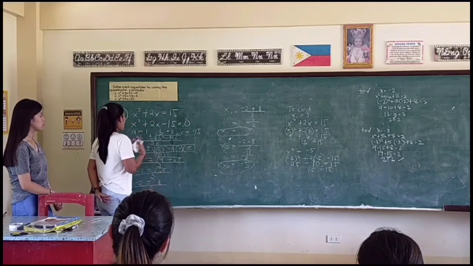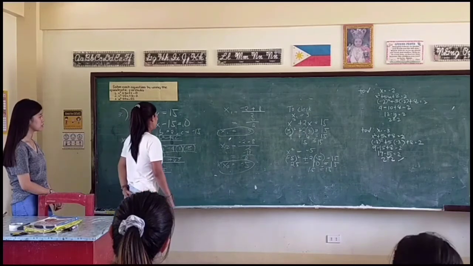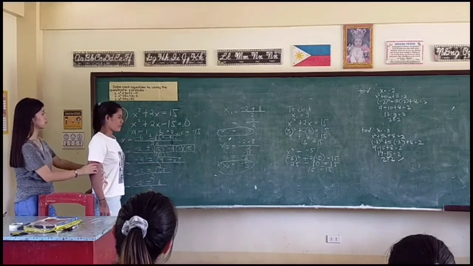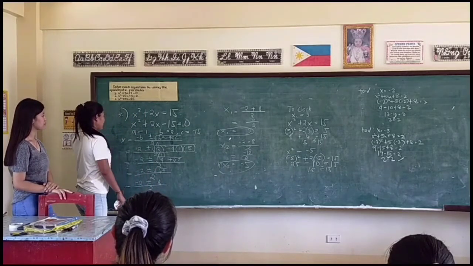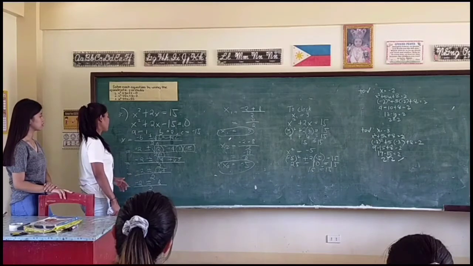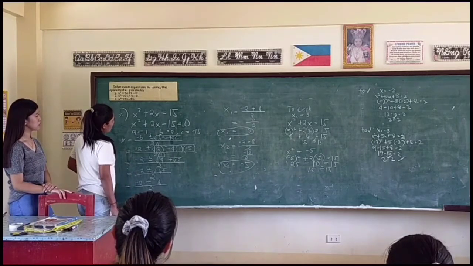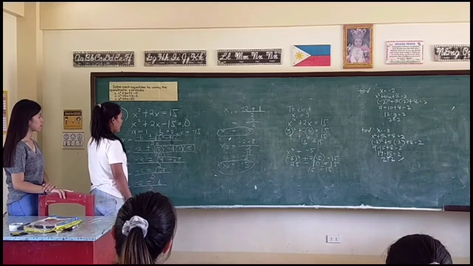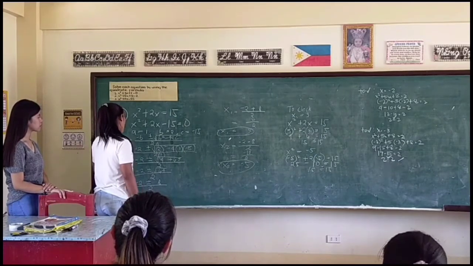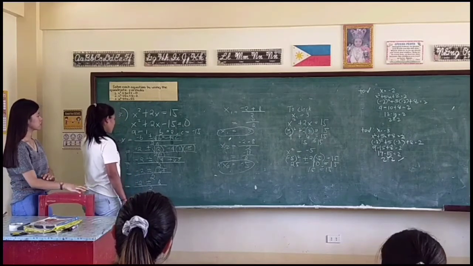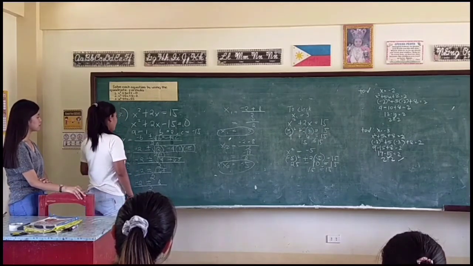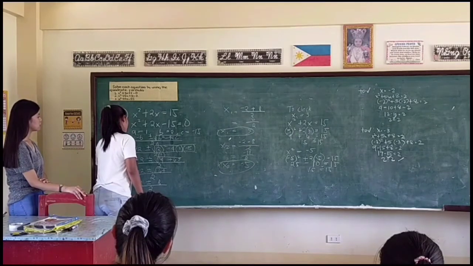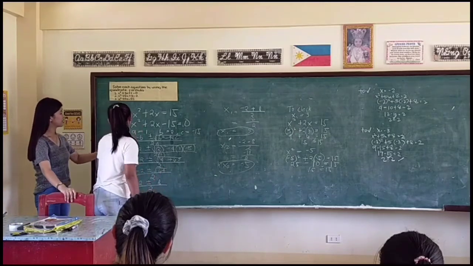The values are A is equal to 1, B is equal to 2, C is equal to 15. Then the quadratic formula is x is equal to negative b plus or minus the square root of b squared minus 4ac, over all 2a. Then substitute the values of a, b, and c here.